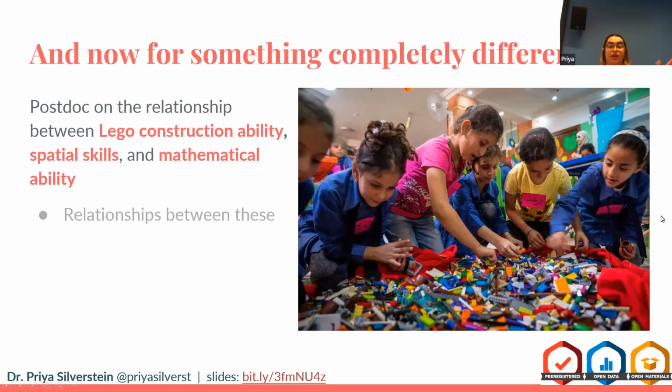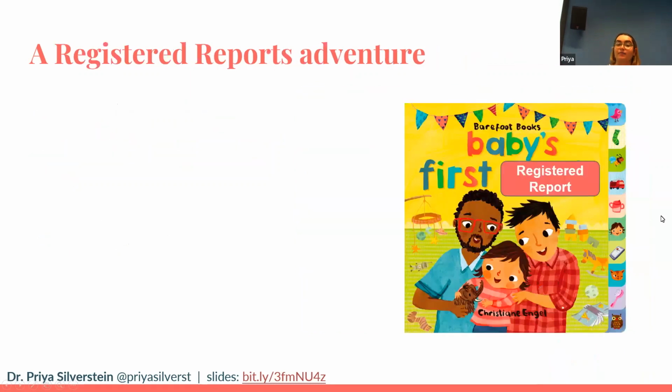So we were looking at the relationships between these at one time point, but also looking at designing a training study where basically we would train kids on how to construct Lego from diagrams and see whether this improved their spatial and math skills. So very different from the stuff that I've been doing with infants. But the bit that was most exciting about this for me was that it was my first registered reports adventure.